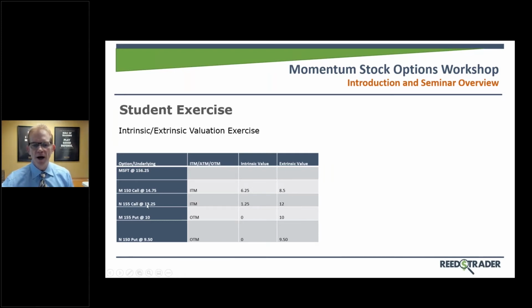Then with the July 155 call, the price of Microsoft minus the strike price gives us intrinsic value of $1.25. 13.25 minus 1.25 is $12 in extrinsic value. With the June 155 put, we said this was out of the money. We also said at the money was acceptable. It has no intrinsic value, so all the value is extrinsic value. The July 150 put, we said was out of the money, so intrinsic value is 0. Extrinsic value is 9.50. It's all time value.